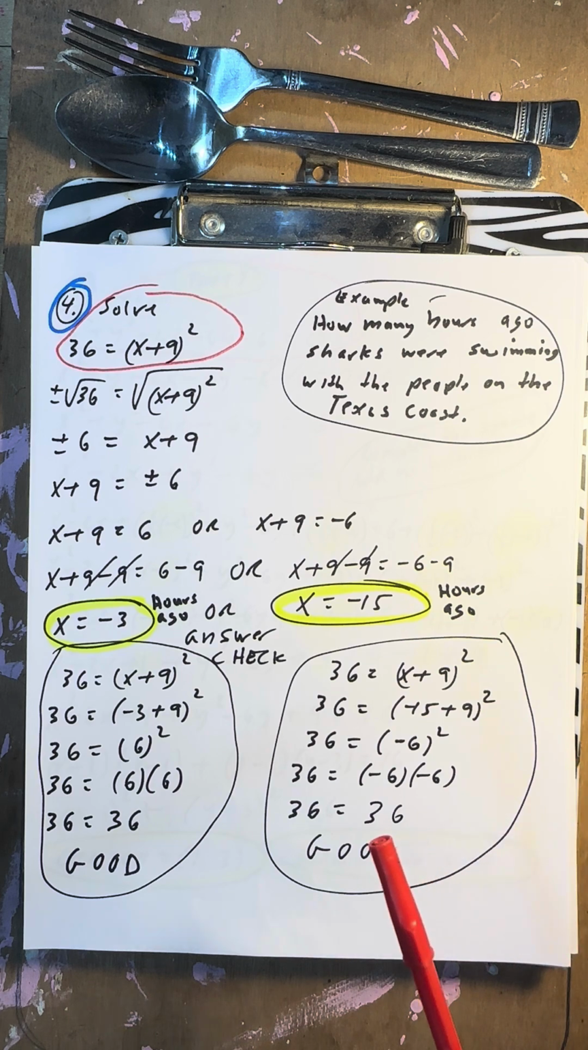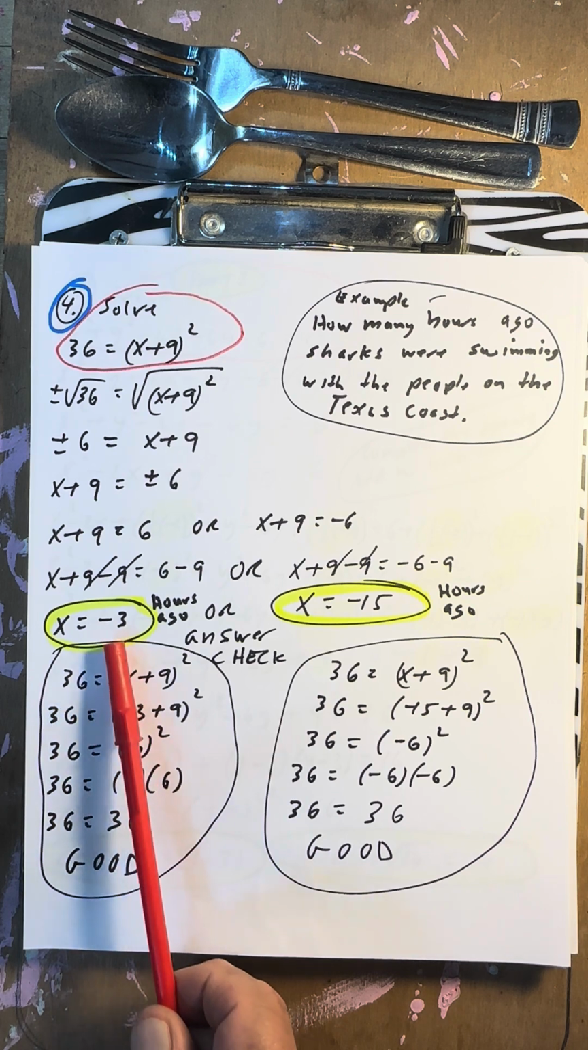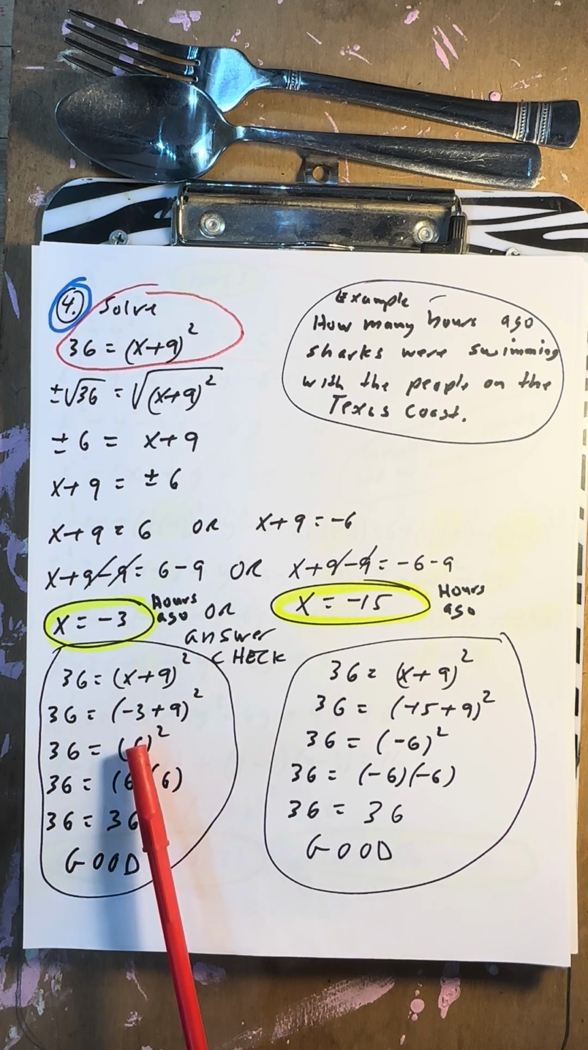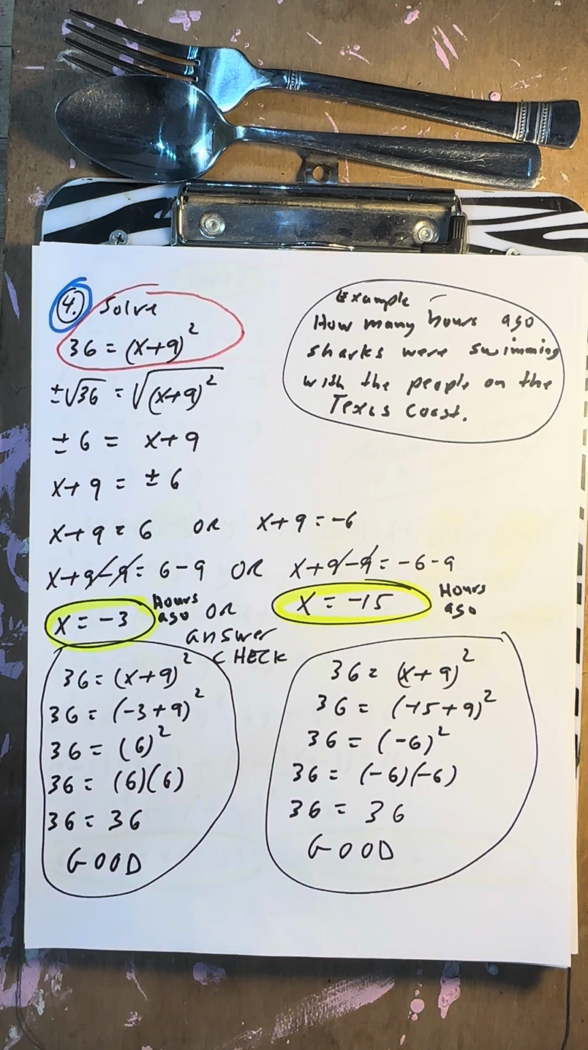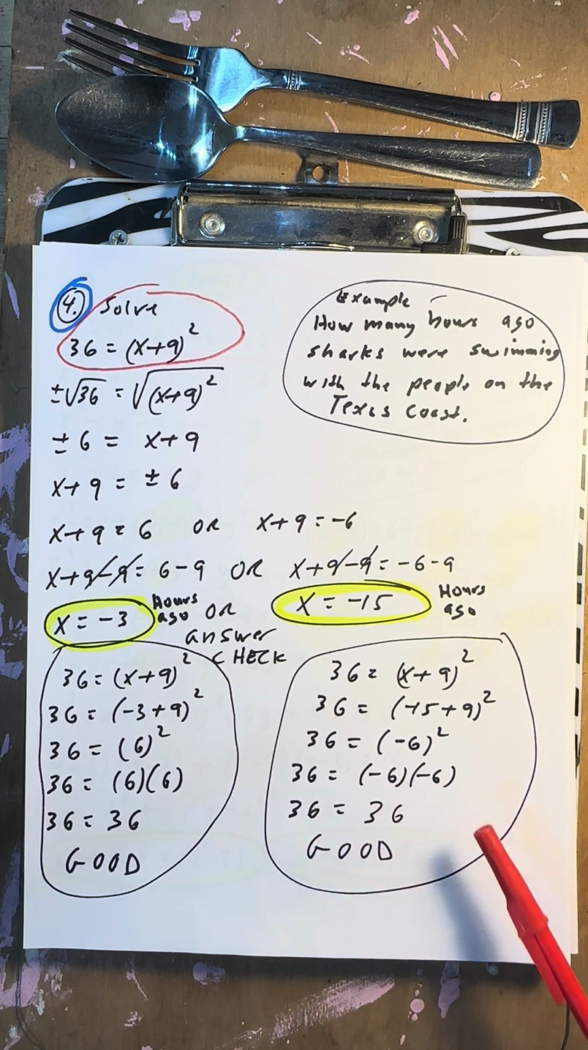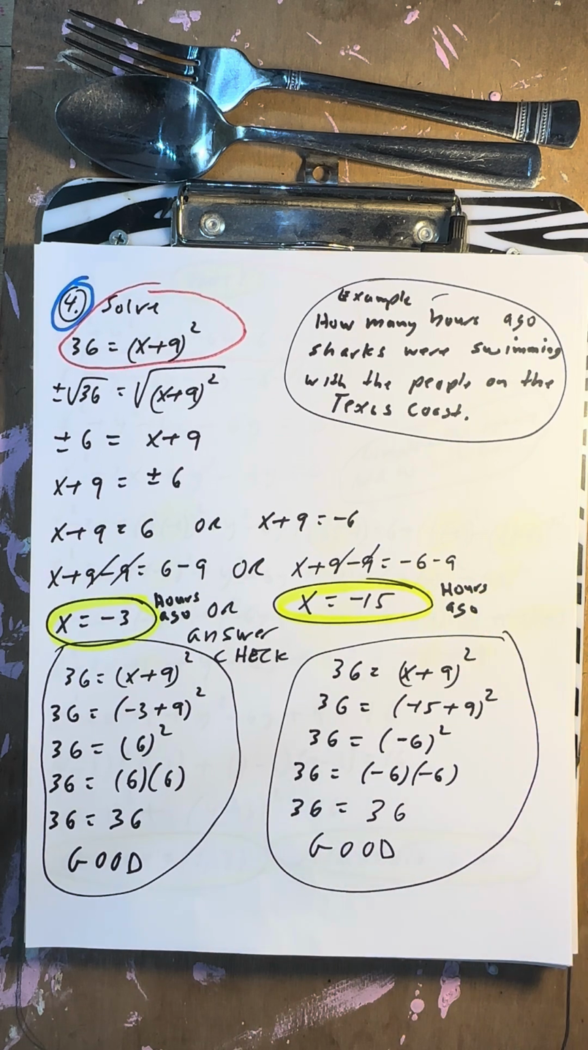Now, maybe they work. How do you know? Let's check it. Put it back in the original problem. So 36 equals a negative 3 plus 9 is 6. 6 times 6 is 36. Did they match? Yes, good. Put a negative 15 here. Negative 15 plus 9 is negative 6. And negative 6 times negative 6 is a positive 36. Is that equal to 36? Yep, that's good too. So those are the correct answers.